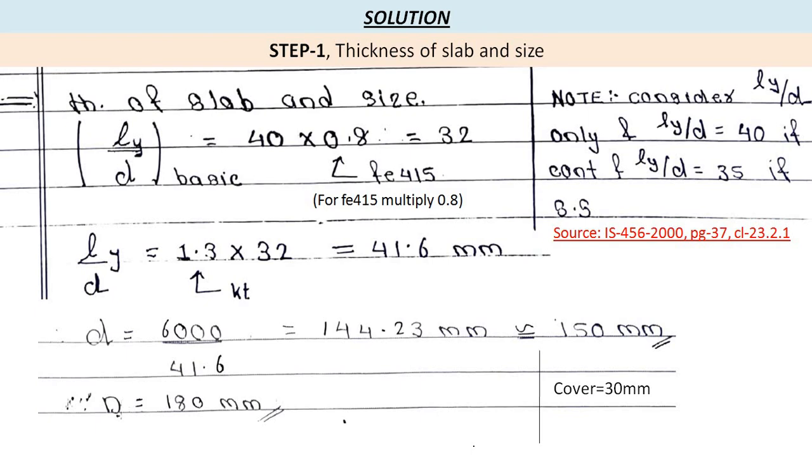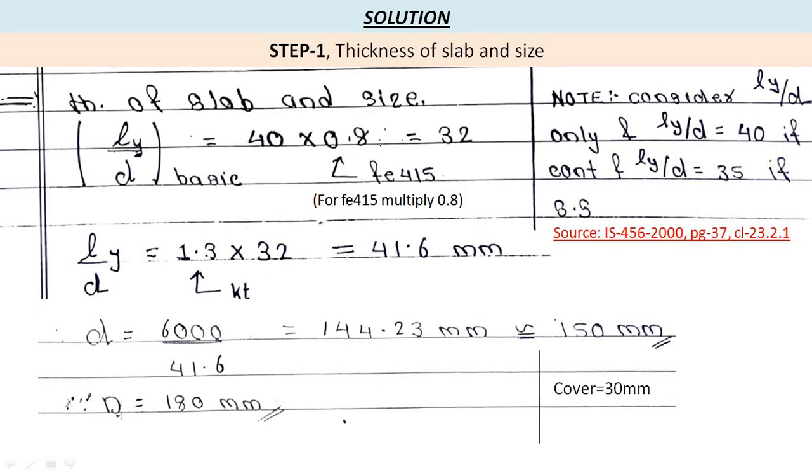So in our case there is a continuous slab, so Ly by d will be the value 40, and we have to multiply 0.8 as a factor for having the Fe415 grade of steel. So the answer for this is 32. So Ly by d is equal to, we will multiply the factor kt into 0.8 into 40, which is 32.